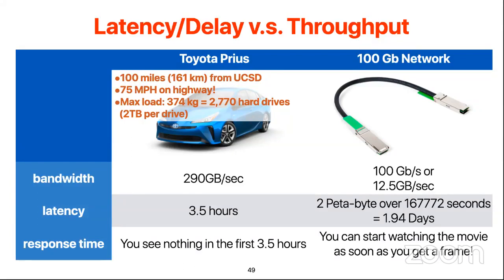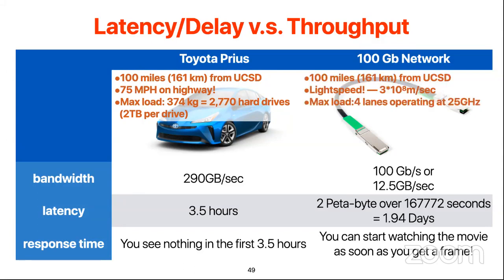And then, the max load of this Prius allows you to put about 3,000 hard disk drives in there. Assuming that we buy the cheapest ones, which is 2 terabytes per drive, you can actually have an equivalent bandwidth of 290 gigabytes per second. However, you will not be able to see anything within 3.5 hours, right?